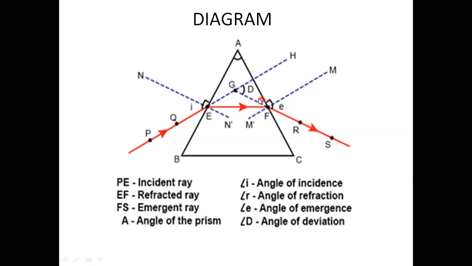As I was saying, this D is not a constant value. It has different values. It depends on the angle of incidence, I. The more you change your incident angle, the more the value of the angle of deviation changes. How it changes, we will see in the later slides. You can note down all these parts: incident ray, refracted ray, angle of prism. Here you see that the angle of prism is always 60 degrees. This is my angle of emergence.